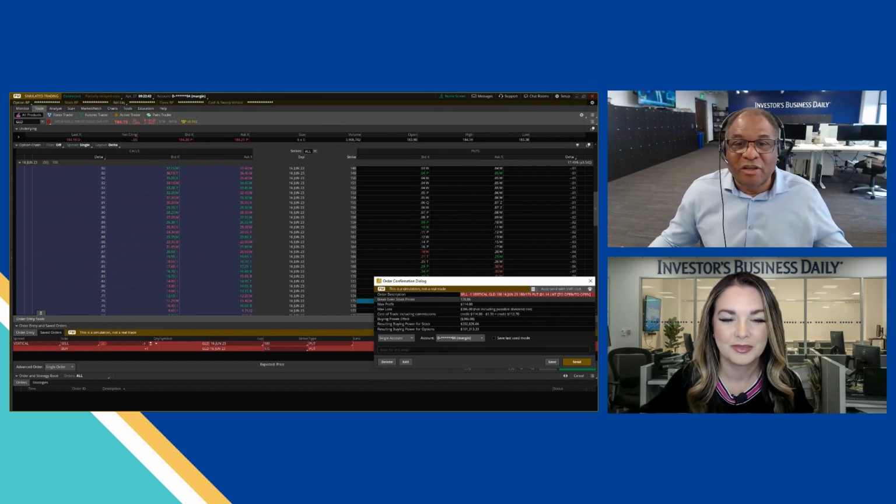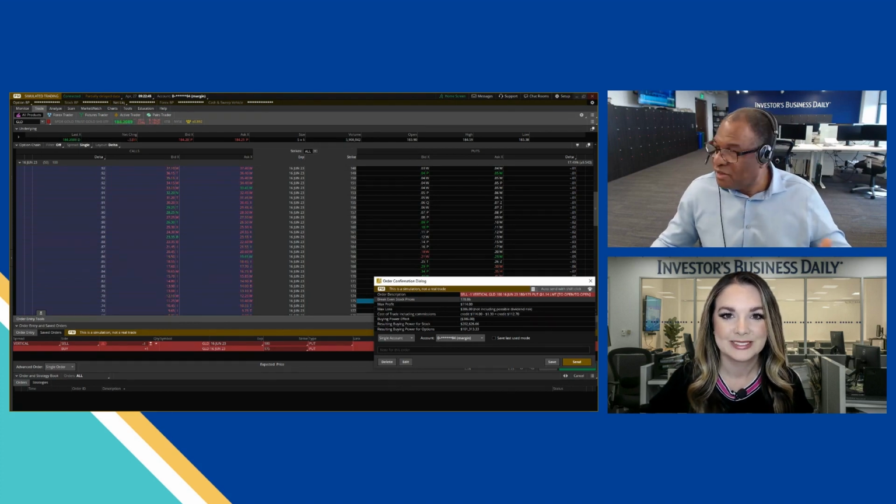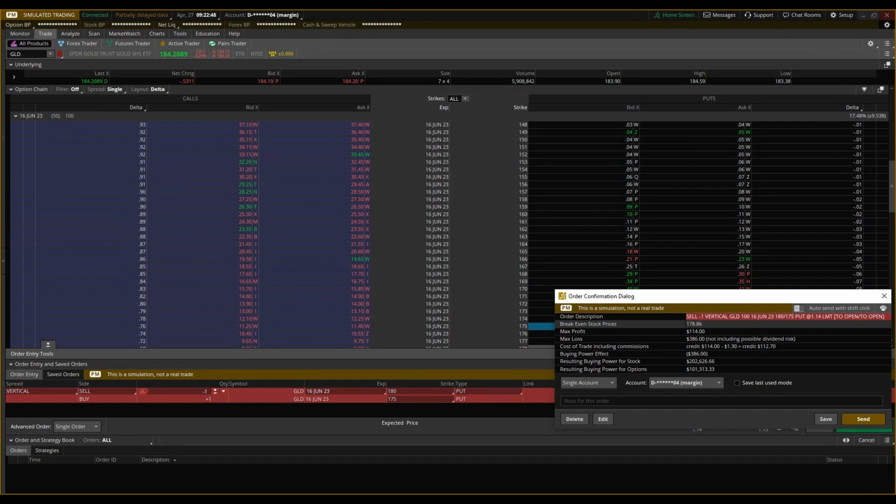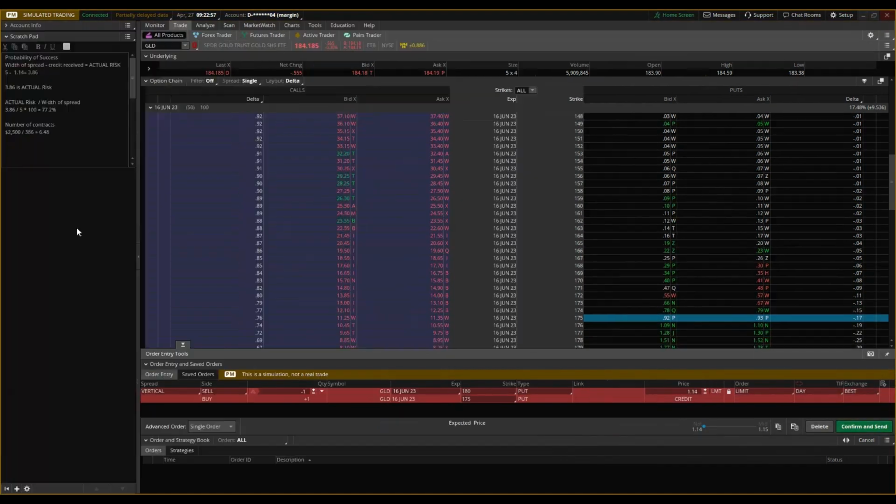So now let's look at our numbers, see if this is a trade you want to actually put some money into. So we want to take a look at our probability of success. So I'm going to go over here. Let me click on edit, and I've got the notes here on the left side. All right. So our probability of success, how do we calculate that? So we take the width of the spread minus the credit received. The width of the spread is $5, the difference between 180 and 175, minus the credit received. Our actual risk is going to be $3.86, or in option terms, $386. So that's going to be our actual risk.